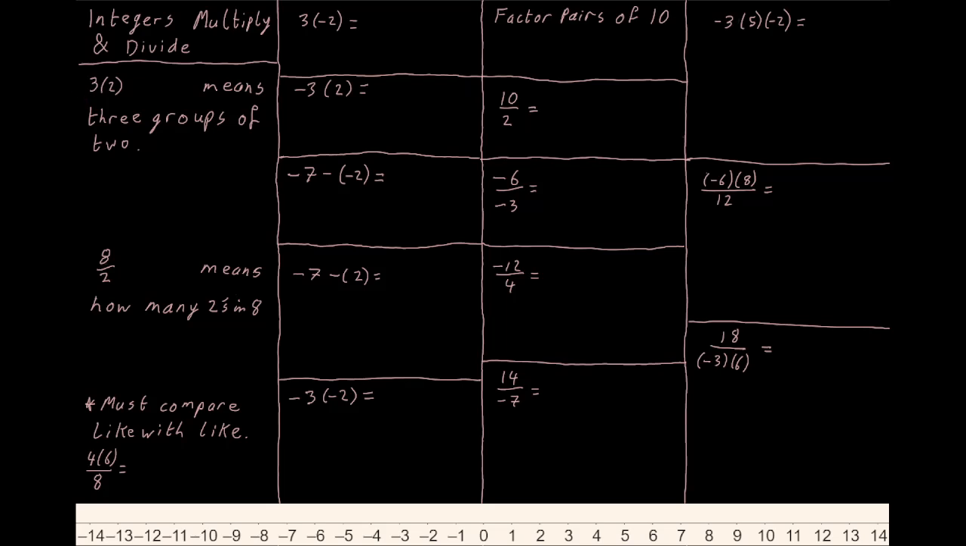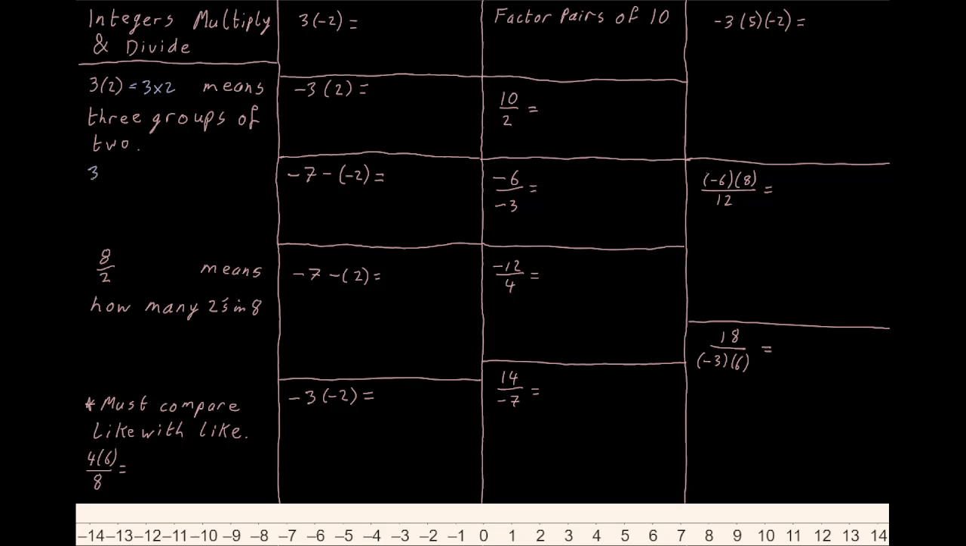So if I have 3 brackets 2, that means multiply. The earlier way we might have written that would have been 3x2. Now, this isn't the way we want to write this going forward, but it means we have 3 groups of 2. So that's what 3 brackets 2 means. If the number is sitting next to a bracket, it means multiply. That means I have 3 of this group. So 3 groups of 2 would give us a total of 6 units.